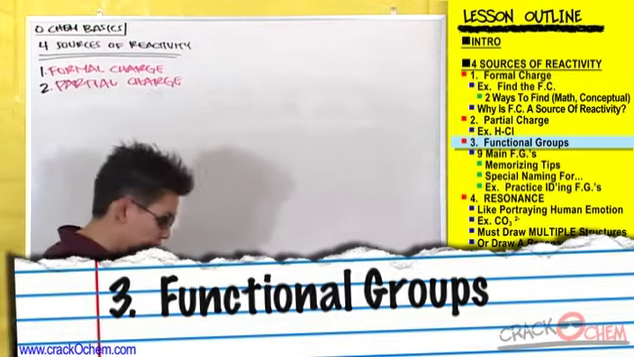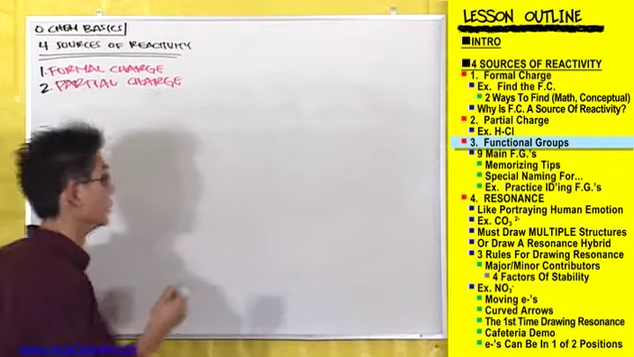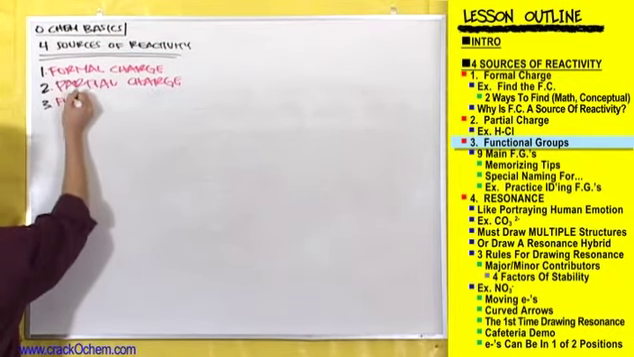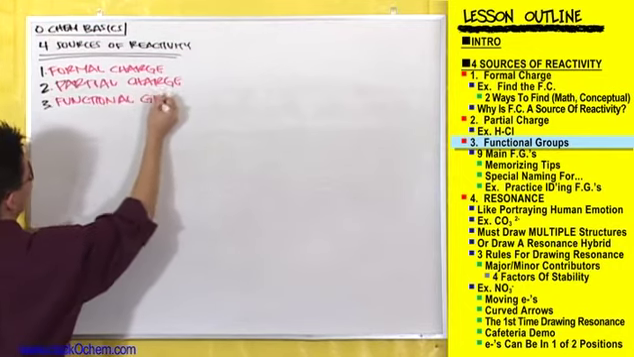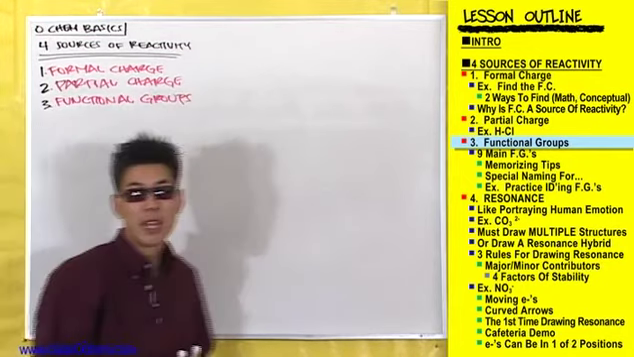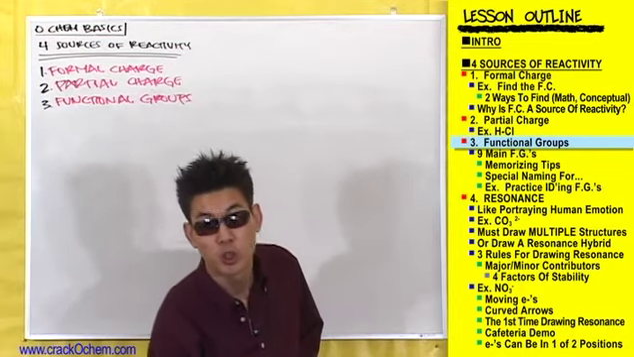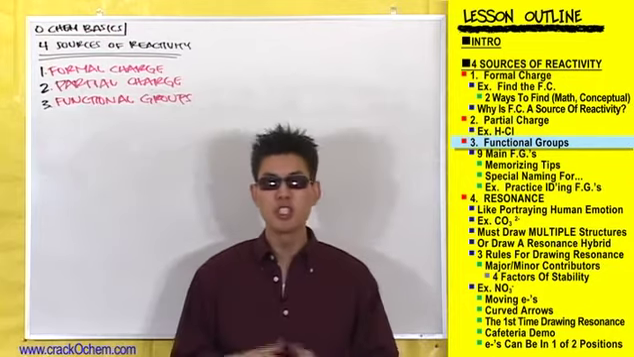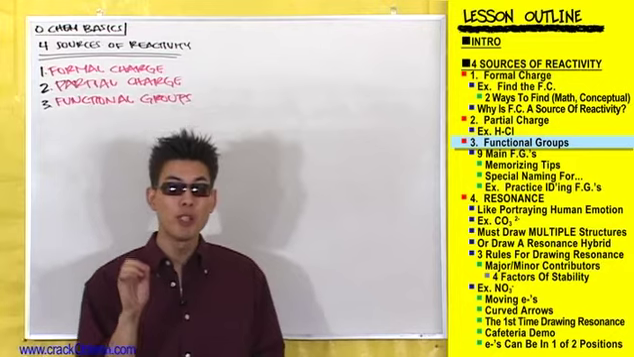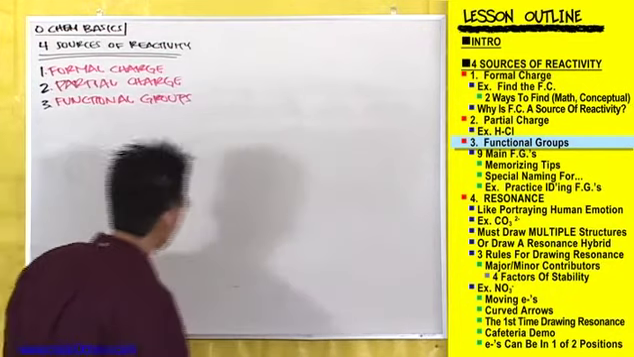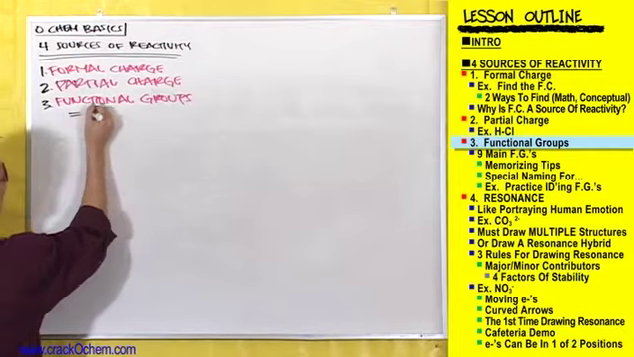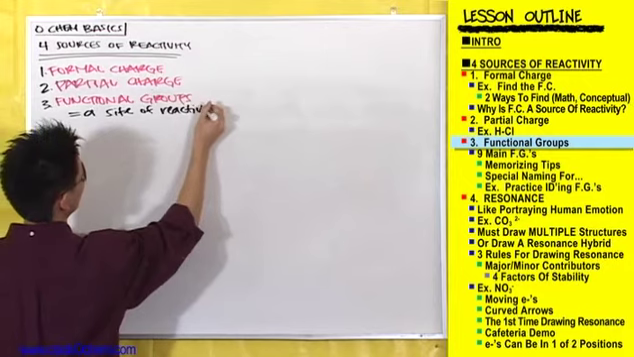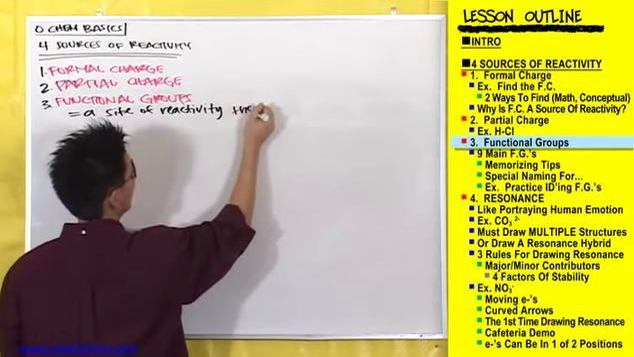All right, so the third source of reactivity, I'm going to call this functional groups. So number 3, this is functional groups. Functional groups. And there are 9 main functional groups you guys are going to be learning. Does anyone know what a functional group is? Okay, well, a functional group is just a site of reactivity that always reacts the same way. Let's write that down. A functional group is equal to a site of reactivity that always reacts the same.